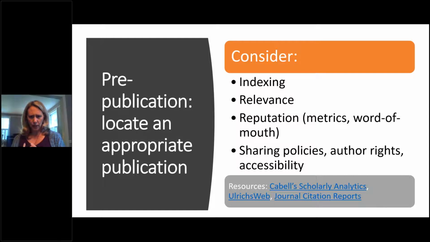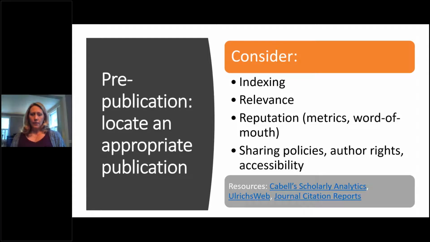But the first one that is listed here is Cabell's Scholarly Analytics. And you can use that database to find acceptance rates, manuscript guidelines, and peer review process information for journals. So that's a good place to go if you're interested, say, in a particular journal, but what are their acceptance rates? How likely am I to be accepted if I submit an article here? There's Ulrich's Web, which provides publication, subscription, and indexing data on hundreds of thousands of regularly published and irregularly published serials. And then there's Journal Citation Reports, which is the one that I was going to show you right now. It's a database where you can go to find information about journal impact.